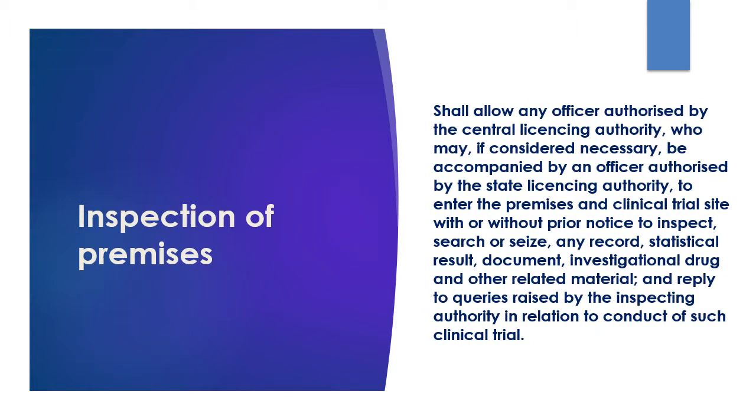Inspection of premises relating to clinical trial. The person or the institution shall allow any officer authorized by the Central Licensing Authority, who may, if considered necessary, be accompanied by an officer authorized by the State Licensing Authority, to enter the premises and clinical trial site with or without prior notice to inspect, search or seize any record, statistical result, document, investigational drug and other related material, and reply to queries raised by the inspecting authority in relation to conduct of such clinical trial.